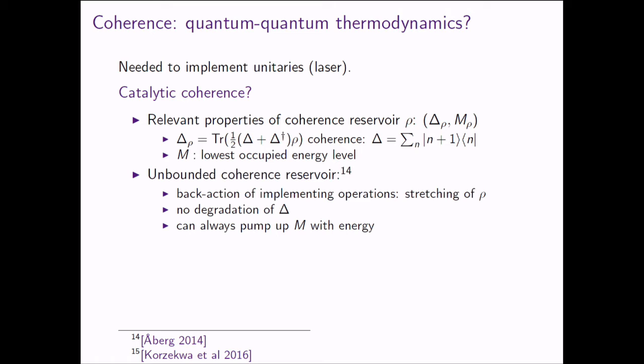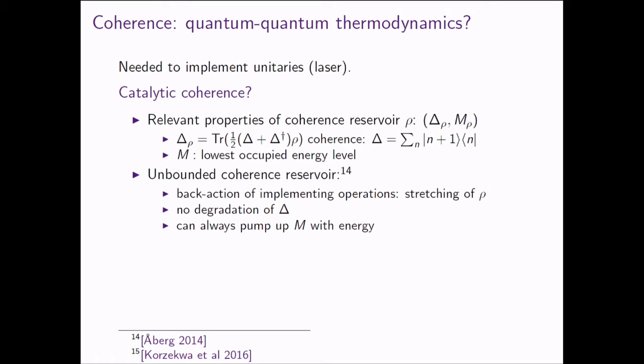Then you can see, well, I implement a unitary, and then what happens to my coherence reservoir? There is some back action, of course, of implementing an operation. So my reservoir is changed. And in particular, the state gets kind of more stretched. But it does not degrade this relevant parameter here, this delta. Because it stretches, of course, it lowers this M, which in the end just means that M is not really important. It just means that at some point, if you keep stretching it, you're going to hit the bottom. And once you hit the bottom, then at some point it starts affecting your total coherence.